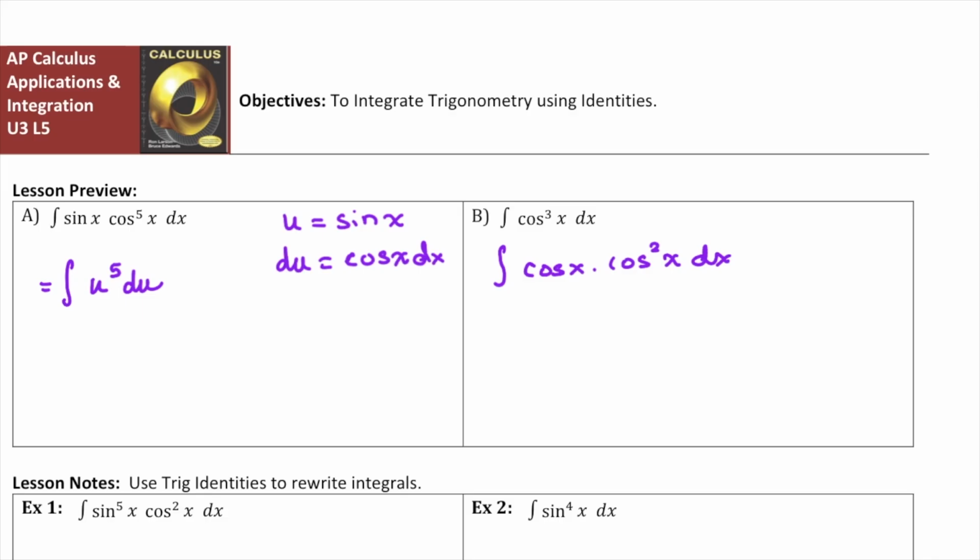Your first question was pretty straightforward. Let u equal sine of x, du follows along. You will now integrate by adding 1, dividing by your new exponent, plus c. Don't forget to replace your u value.